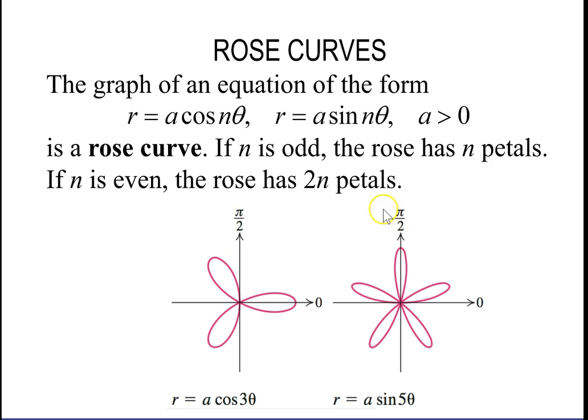And interestingly enough, it says if n is odd, if it's an odd multiplier, then the rose is going to have n petals right here. So A is just a length, how far it's going to go out. So A cosine 3 theta. And there is sine 5 theta. There's your 5 petals.